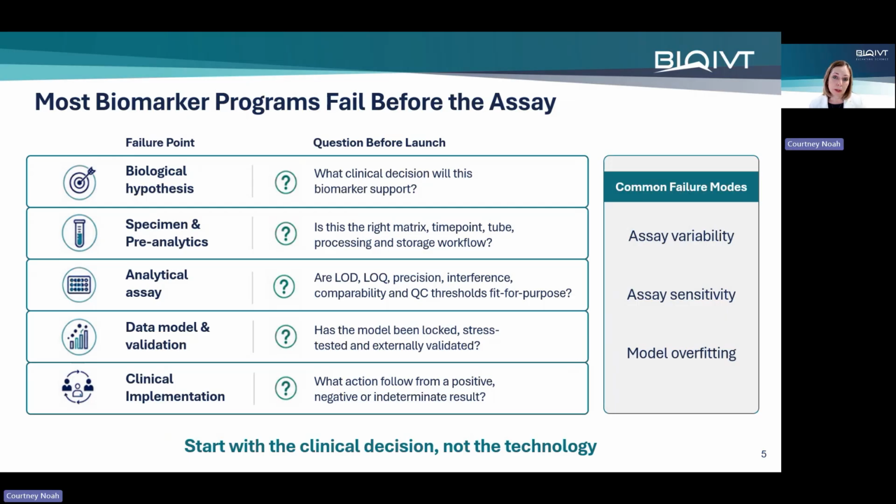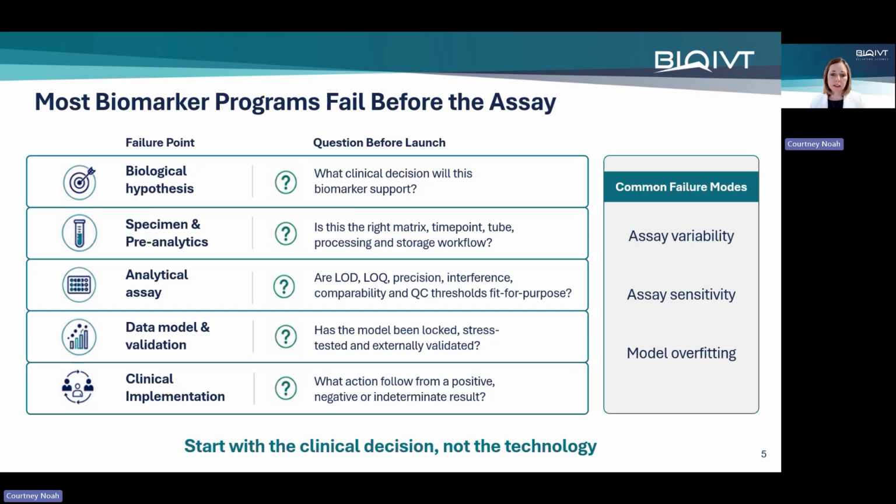Next, of course, comes that specimen strategy and pre-analytics. You just need to be asking questions such as, is this the correct matrix to use? Should we be using tissue or plasma or PBMCs or some combination therein? What are the correct collection tubes and processing workflows and all of the stabilization methods that need to be put into place to make sure it's appropriate for that biomarker and the question that you're asking?